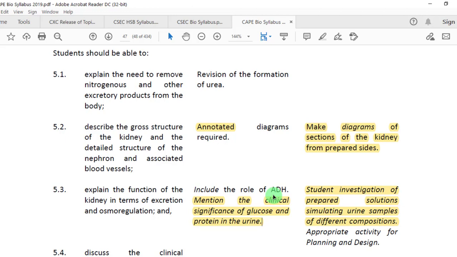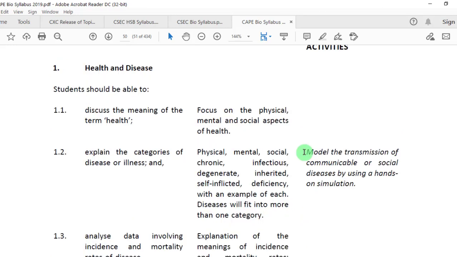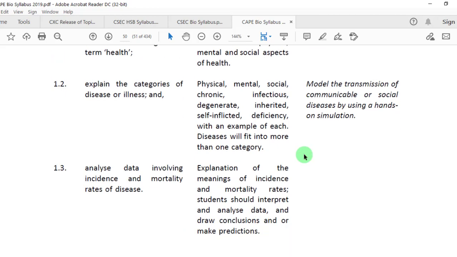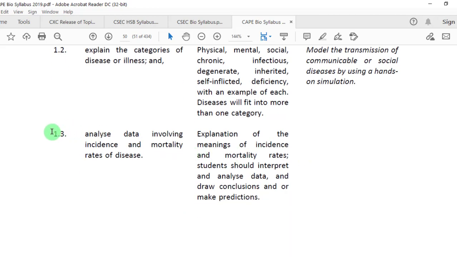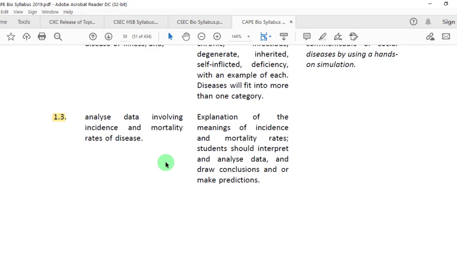The other topic in paper 3, health and disease. So let's jump to that. That's module 3. See this objective? Yeah, this is the objective that's going to feature prominently in a paper 3 question, right? Make sure you understand these terms: incidence, mortality rates, be able to interpret and analyze data, very important.